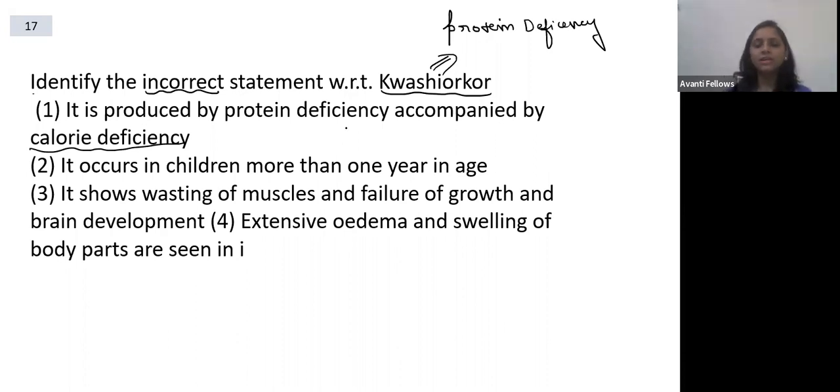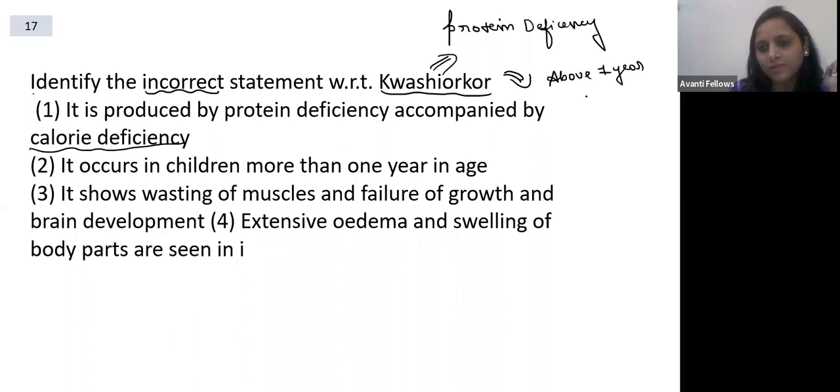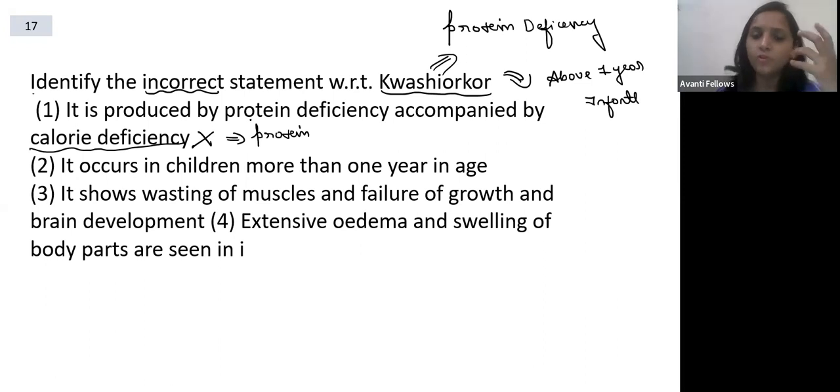What happens is the mother replaces the mother's milk with food that has more calories than protein. So high-calorie food is given, but protein deficiency is there in that food. At that time the infants get kwashiorkor. Kwashiorkor affects only children above 1 year of age. So it is not a calorific deficiency, it is only due to protein deficiency, because the mother is feeding high-calorie food.